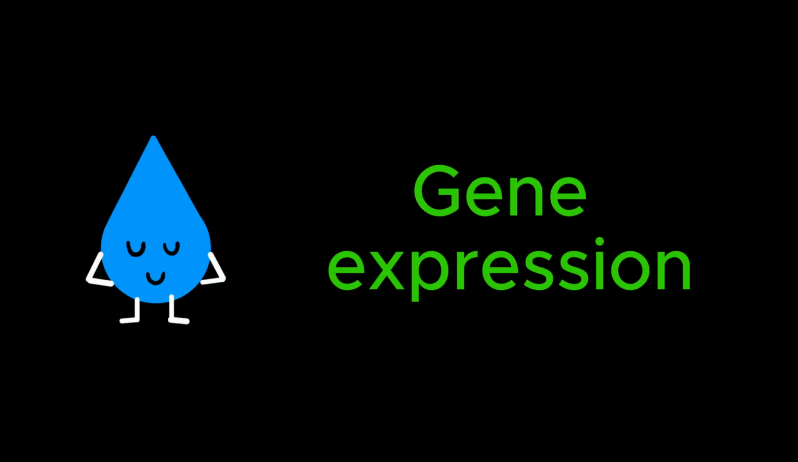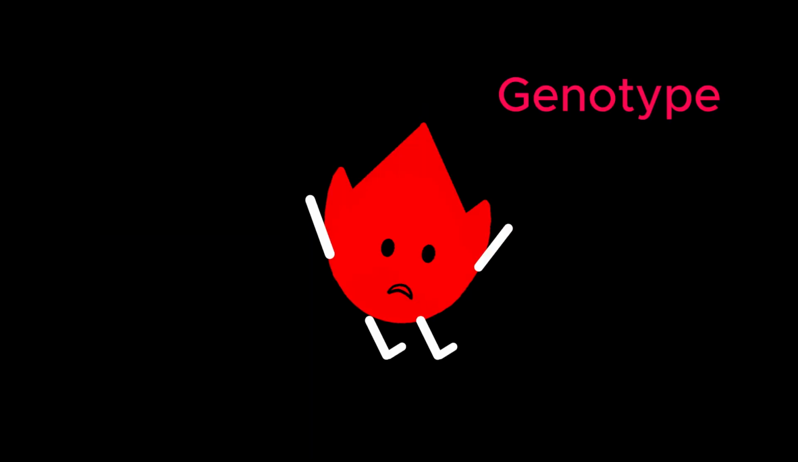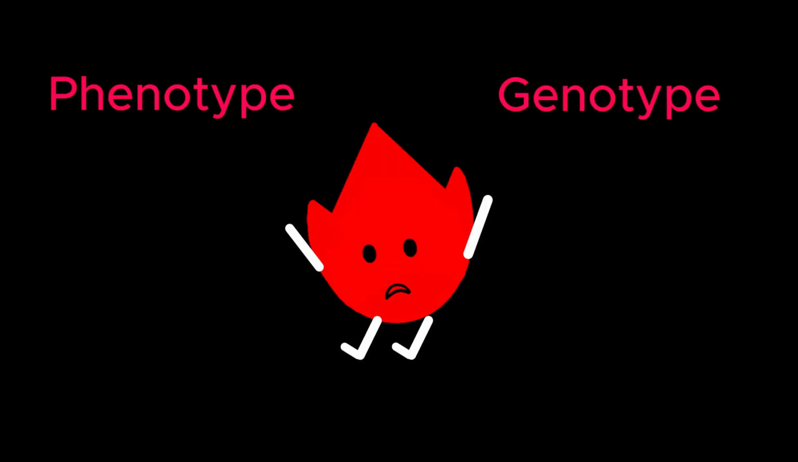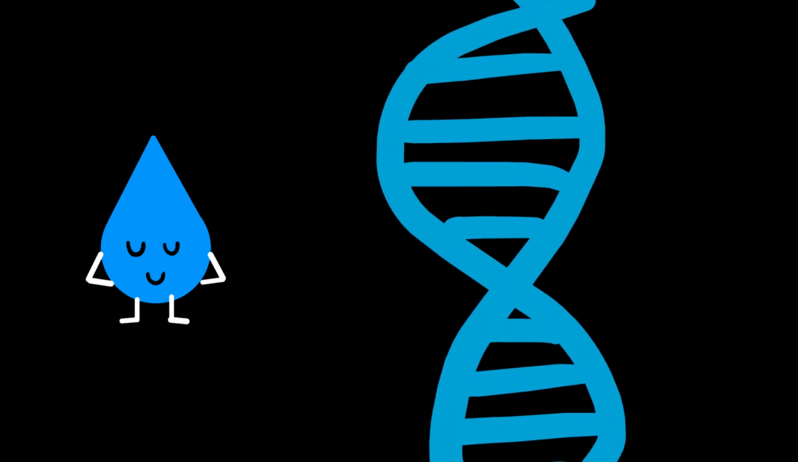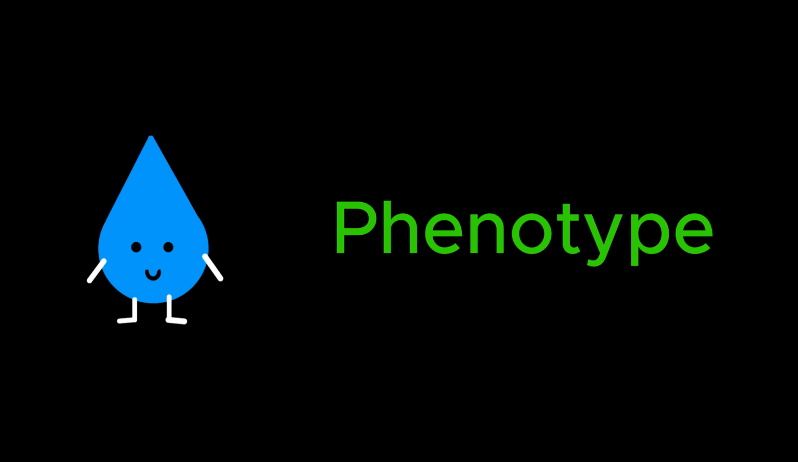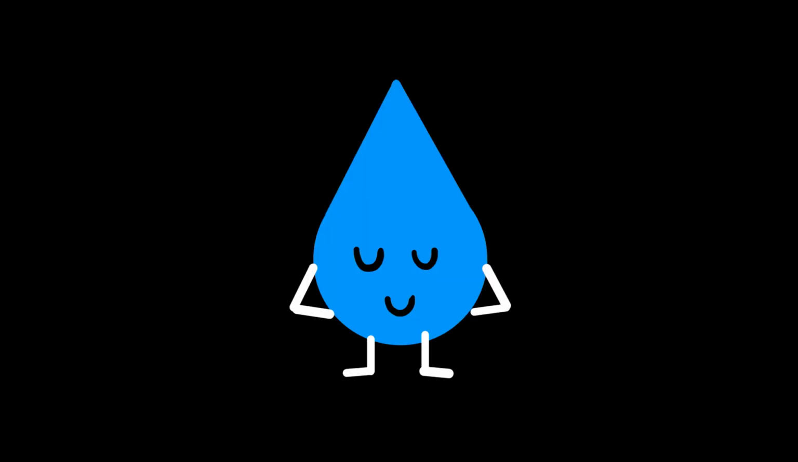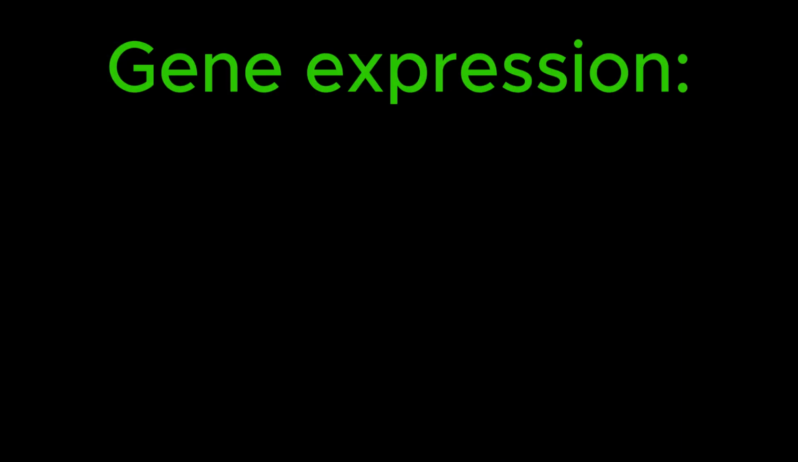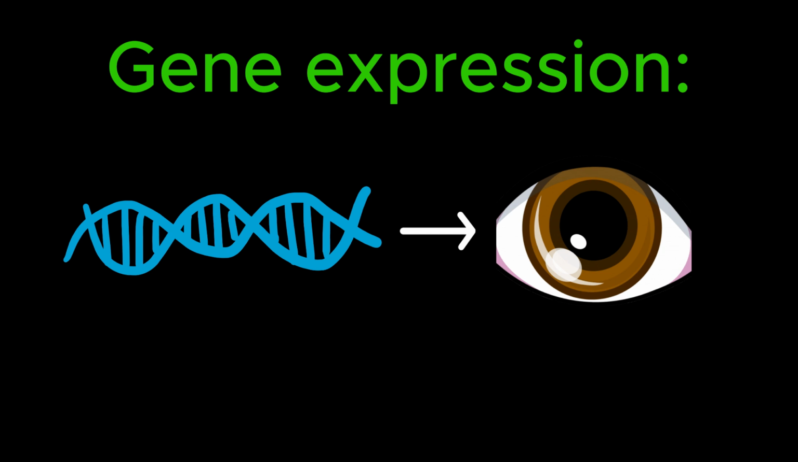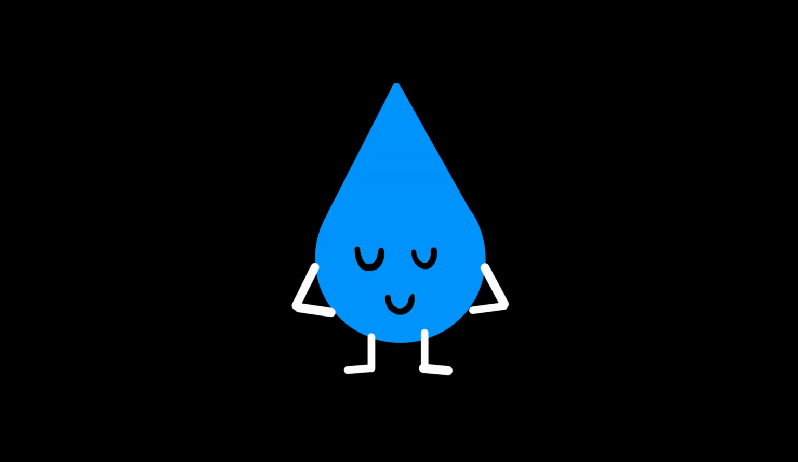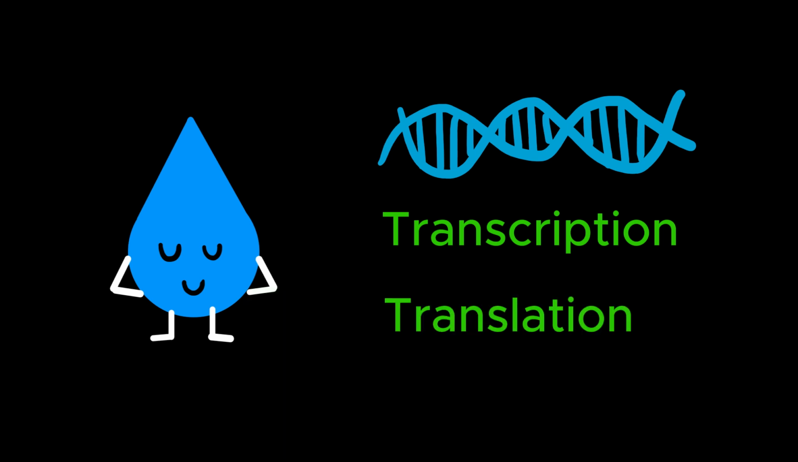Gene expression is the process of turning the genotype into the phenotype. What's genotype and what's phenotype? The genotype is all of an organism's genetic information, while the phenotype is the set of observable characteristics like hair color and eye color. For example, gene expression is how the gene for brown eyes results in actually having brown eyes. Okay. During gene expression, the genes undergo transcription and translation.